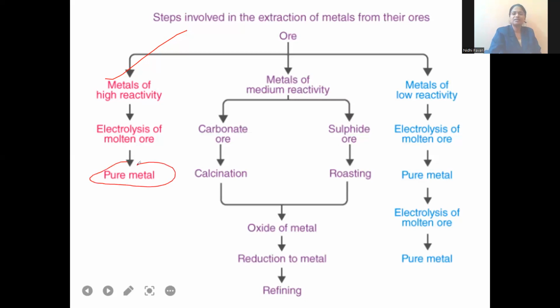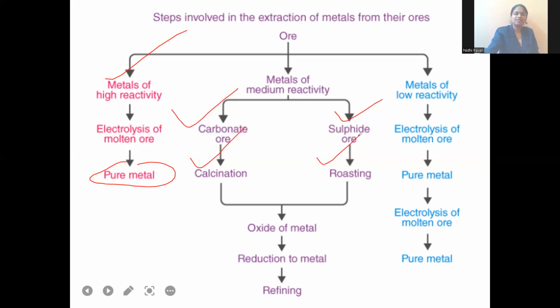The next one is metals of medium reactivity, means they will not react too vigorously or violently. They will not react very less. So, for the medium reactivity, we have two main ores, which are called carbonate ore and sulfide ore. Carbonate ore will be reduced by calcination, whereas sulfide ore will be reduced by roasting. Roasting means heating the metal at a very high temperature.